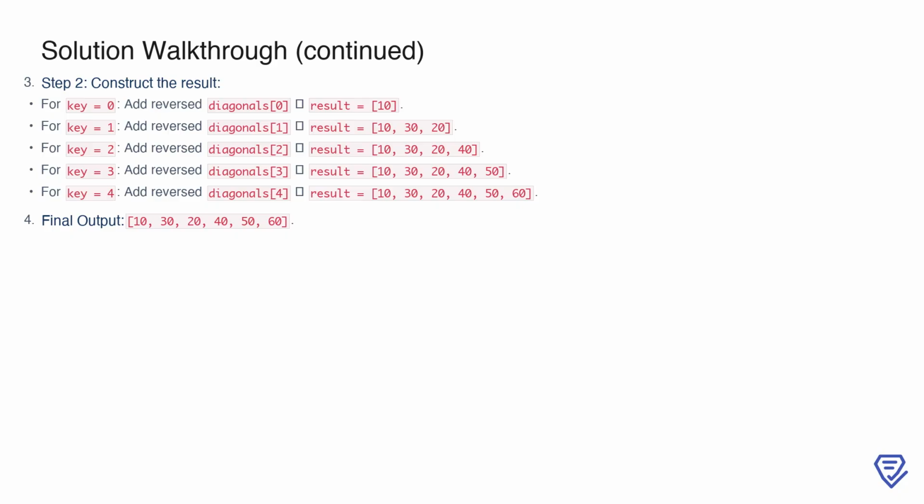For key 3, the diagonal 50 is reversed and appended, yielding 10, 30, 20, 40, 50. Finally, for key 4, the diagonal 60 is reversed and added, producing the final output 10, 30, 20, 40, 50, 60. This process ensures the diagonal order is preserved, and each group is reversed before appending to the result.